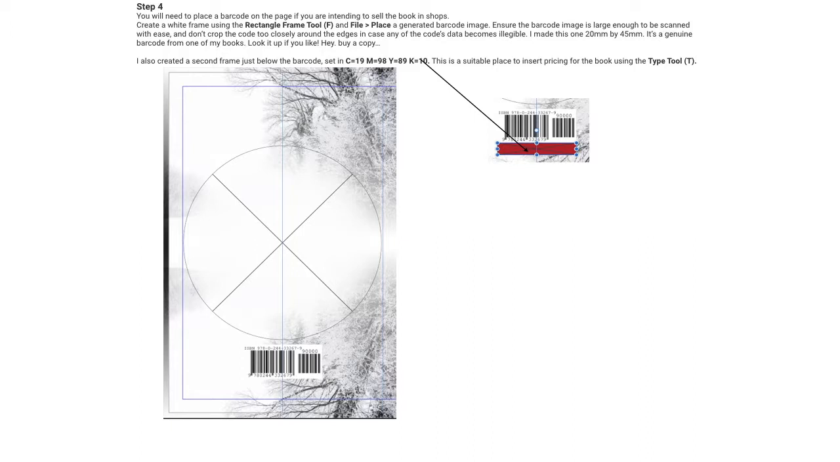I also created a second frame just below the barcode, set in the favourites CMYK of 1998-89-10. This is a suitable place to insert pricing for the book, using the type tool to put this in.